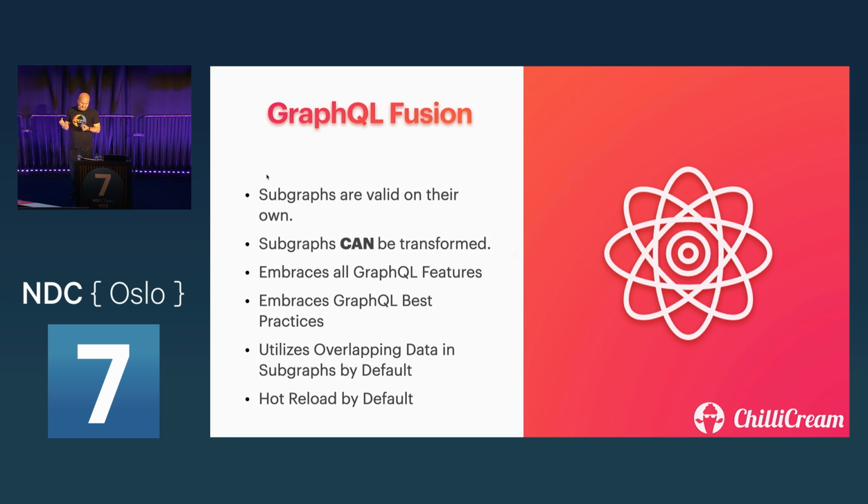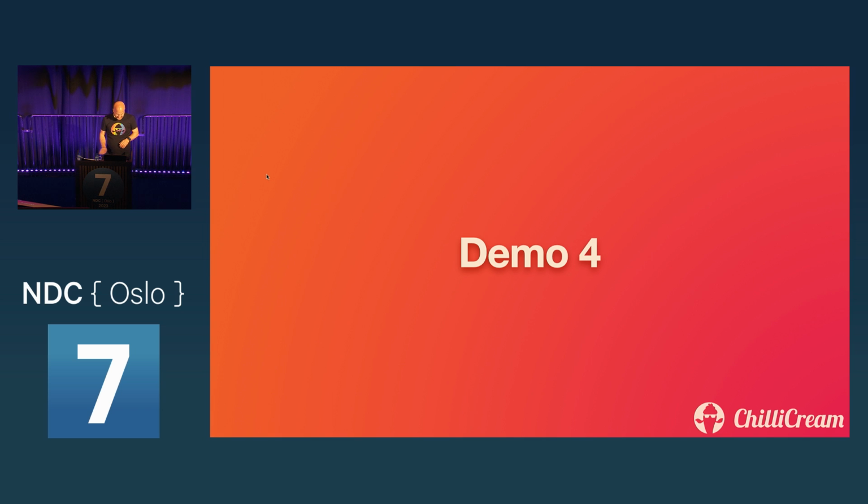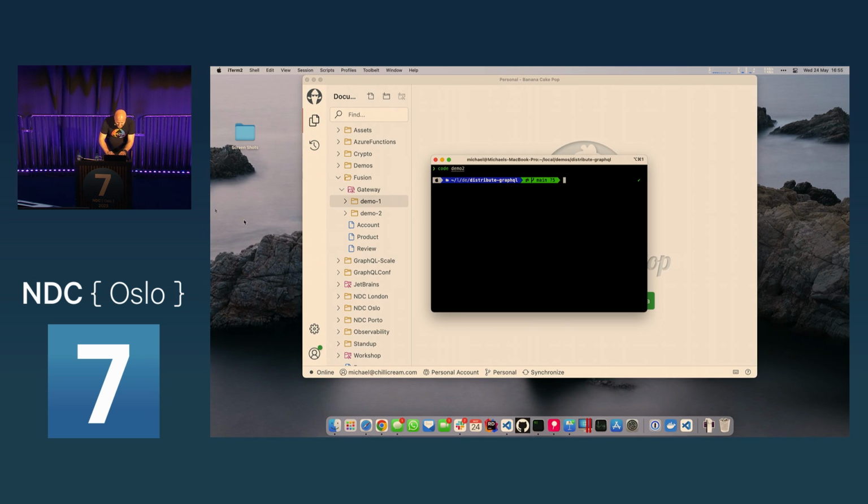Subgraphs are valid on their own, like you could compose them with multiple overall graphs. But there's also transformation capabilities that you have in older technologies of the GraphQL distributed approaches like schema stitching. You have the federation concept and the stitching concepts. On top of that, the GraphQL Fusion gateway has hot reload capabilities. So in short, Fusion is a more natural approach towards distributed GraphQL. But let's have a look at that, because so far we just looked at simple GraphQL servers. Okay, let's quickly get demo 4 up.